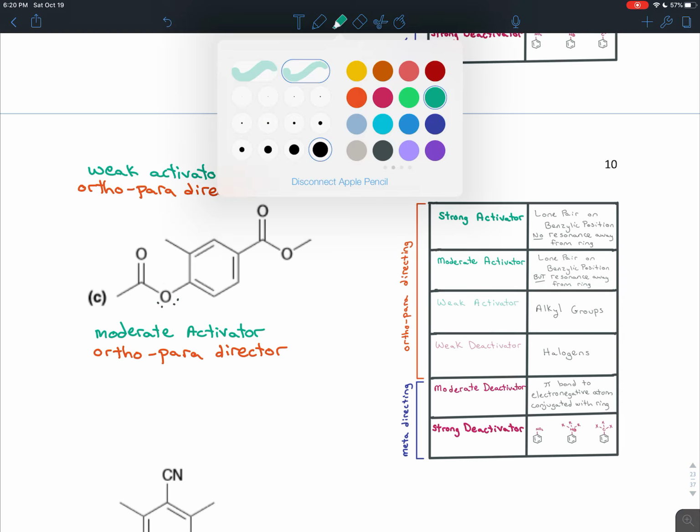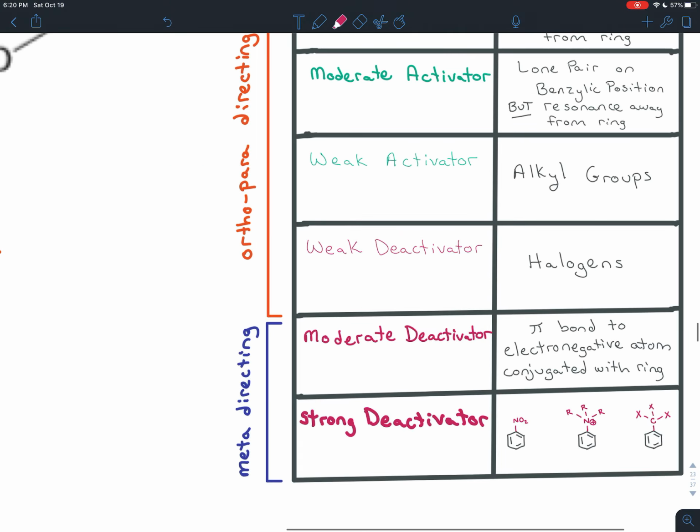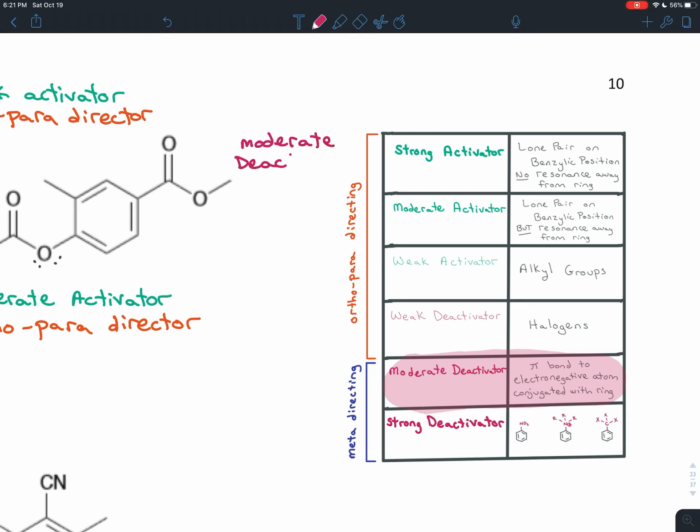And then finally, on the right here, we have a pi bond to an electronegative atom. That's on the benzylic position. It's conjugated with the ring, so that's going to use resonance to pull electrons out of the ring. That is a moderate deactivator, a pi bond to an electronegative atom that's conjugated with the ring. And all moderate deactivators are meta-directors. So that's going to be a meta-director.